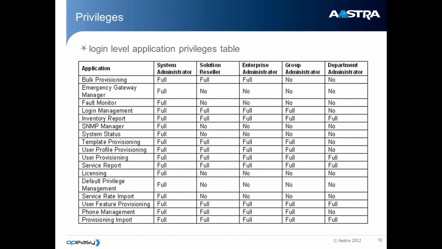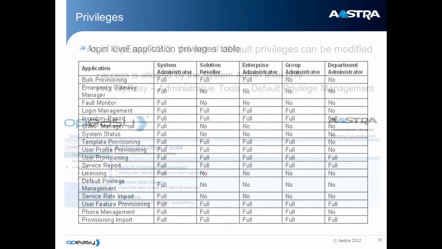This chart shows you an example of these levels. The login level application privileges table then includes each of the types such as System Administrator, Solution Reseller, Enterprise Administrator, Group Administrator, and Department Administrator, along with each of the applications and their access level for each.